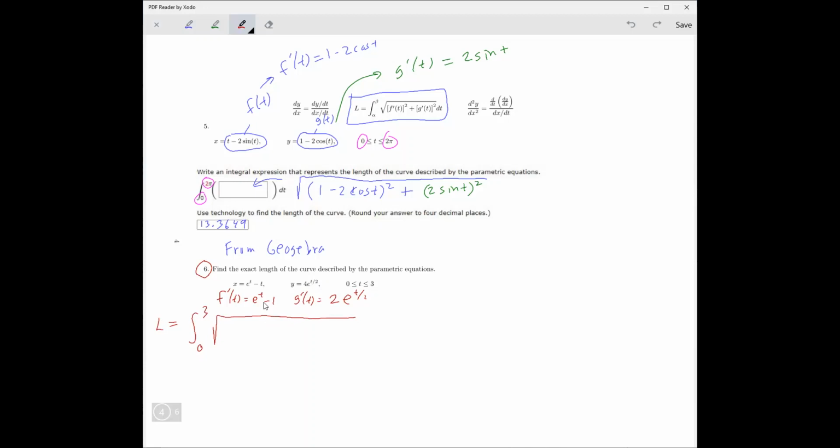And then we have a square root of this squared. Don't forget to square these, otherwise you'll get it wrong. So this squared plus that squared, all under the square root. If you expand all this out, you get e to the 2t minus 2 e to the t plus 1. And this one squared is going to be 4 e to the t.